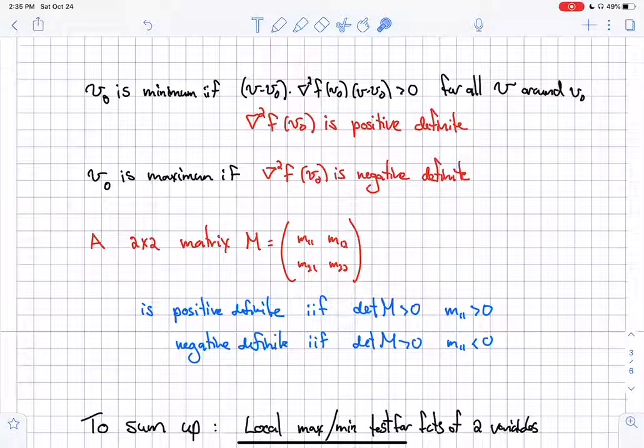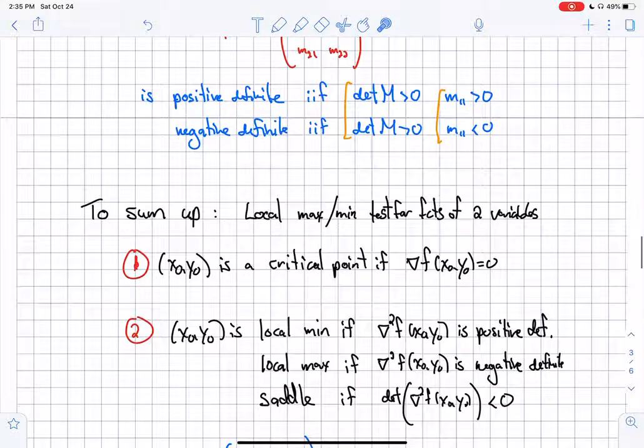And it's negative definite when the determinant is bigger than 0 also, so it's the same, that's not a mistake, but M11, the first entry, is negative.